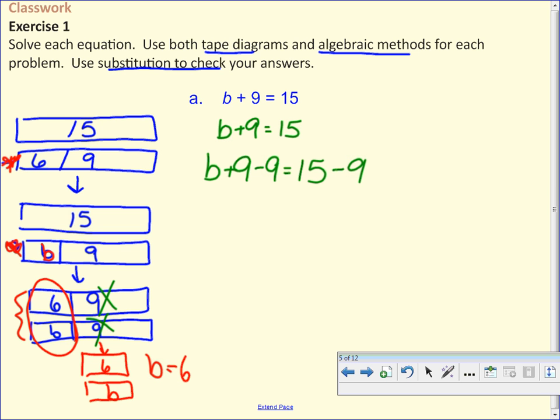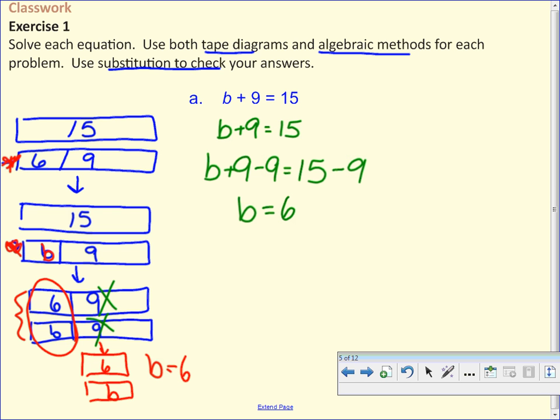So now, this gives me my identity back on this side because plus 9 minus 9 gives me 0. Gave me my identity back as B. So what's 15 minus 9? 6. So again, I got the same answer. Twice I got B equals 6. 15 minus 9 is 6.